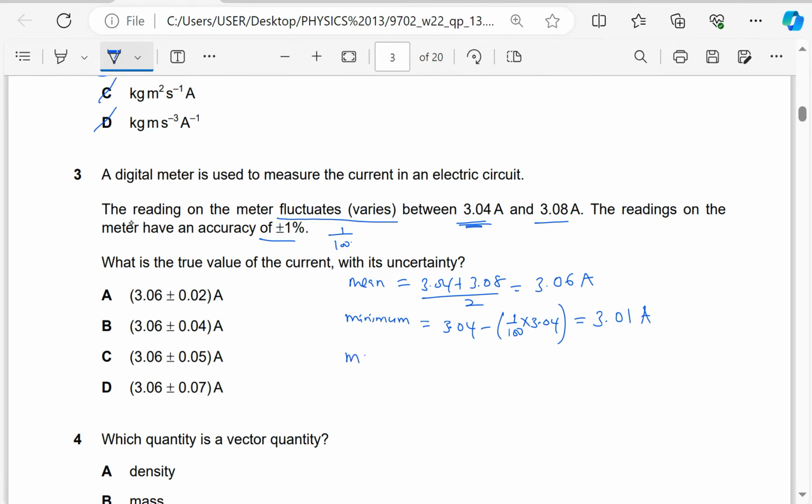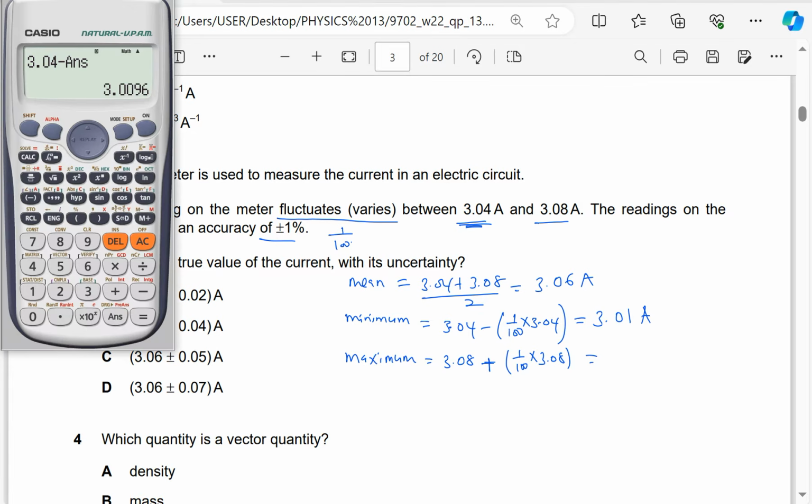Then I can find the maximum possible value, with that uncertainty of plus or minus 1%. So this maximum is going to be 3.08 plus, because it's maximum, it is going to be plus 1 over 100 times 3.08. So that is 3.08 plus 3.08 divided by 100.